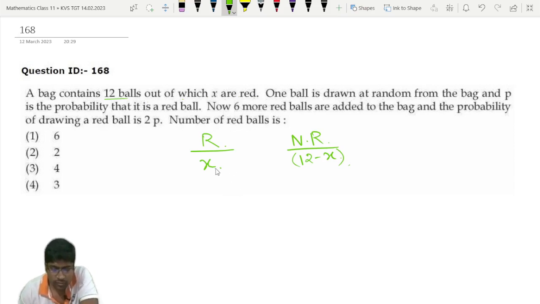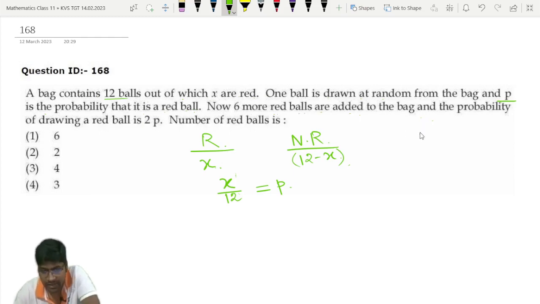So what will be the probability of getting a red ball from here? This will be x divided by 12. That is the probability of getting a red ball, because x is the number of red balls and 12 is the number of total balls. So that is equal to p, that they have told. Now 6 more red balls are added to the bag.